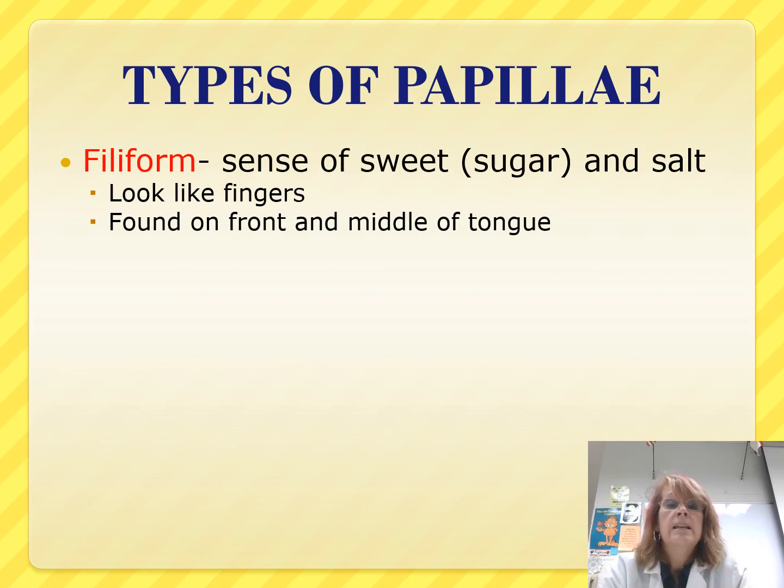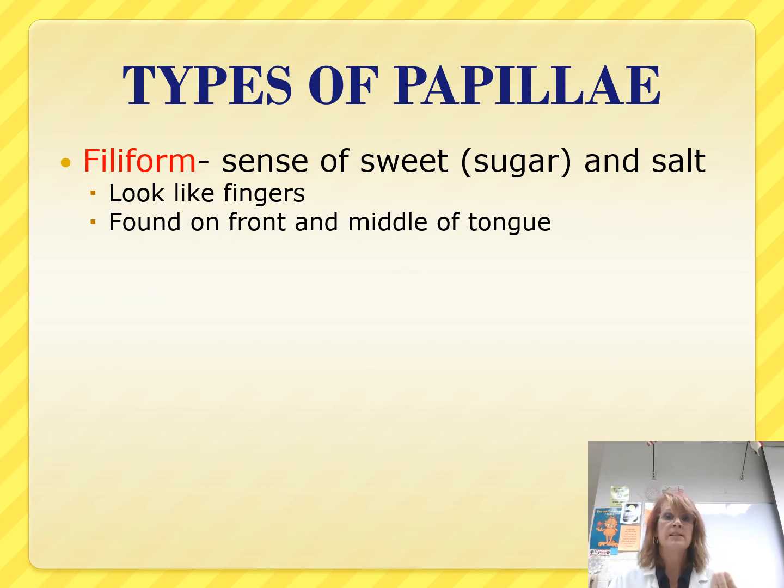And so in the case of your filiform taste buds, these get their name because they look like filaments. They're long and skinny like your fingers. And these are the ones that allow you to taste if something is sweet or if something is salty. Now, one filiform can't do both. So we have some filiforms that just respond to sugars, and we have some filiforms that just respond to salts. But they're found kind of on the front and kind of in the middle of your tongue. Okay? The very, very middle of your tongue doesn't have a lot of taste buds.